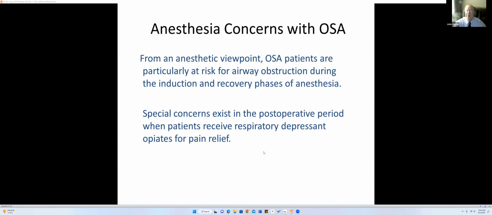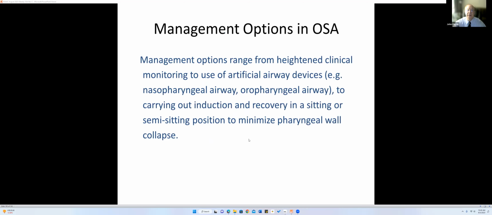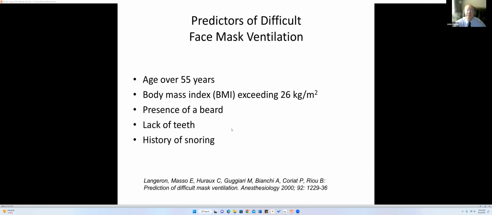Special concerns exist in the post-operative period when patients receive respiratory depressant opioids for pain relief, something that I've already mentioned. Management options range from heightened clinical monitoring to the use of artificial airway devices like nasopharyngeal devices, which I find particularly useful, or carrying out induction and recovery in a sitting or semi-sitting position to minimize pharyngeal wall collapse.